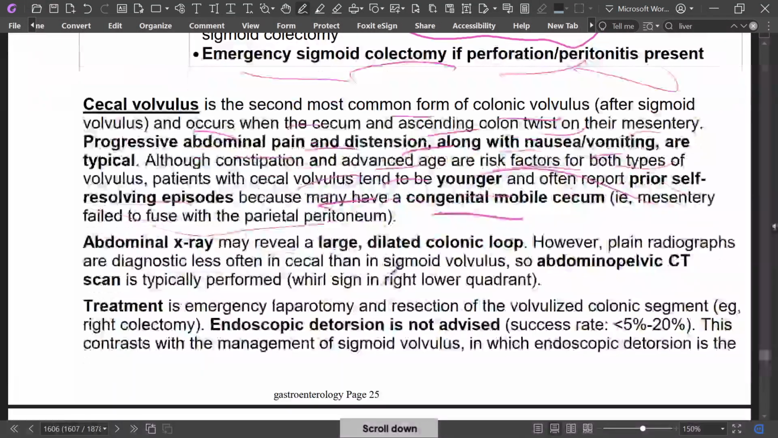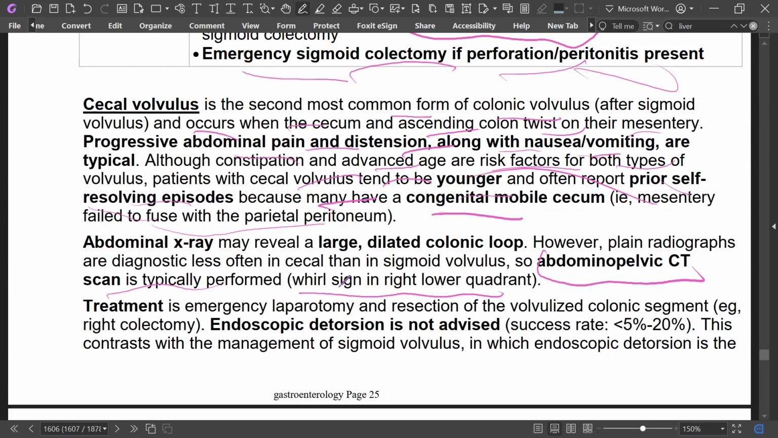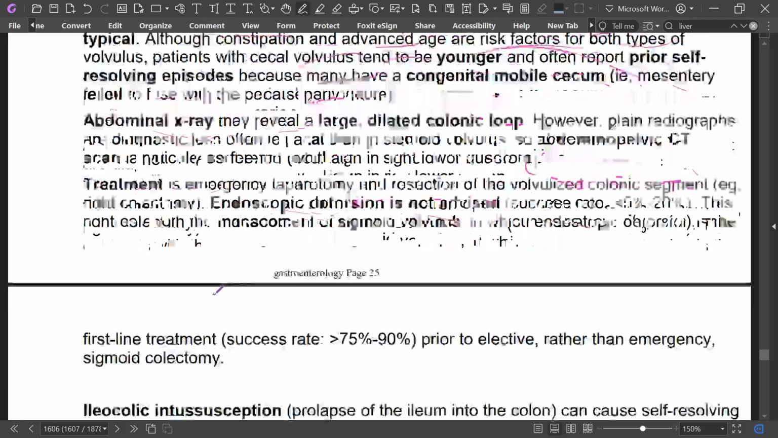Abdominal X-ray in cecal volvulus may reveal a large dilated colonic loop, and abdominopelvic CT scan is typically performed, where the whirl sign is seen. In cecal volvulus, endoscopic detorsion is not advised, but in sigmoid volvulus, endoscopic detorsion via flexible sigmoidoscopy should be done. In cecal volvulus, treatment is emergency laparotomy and resection of the volvulus colonic segment.